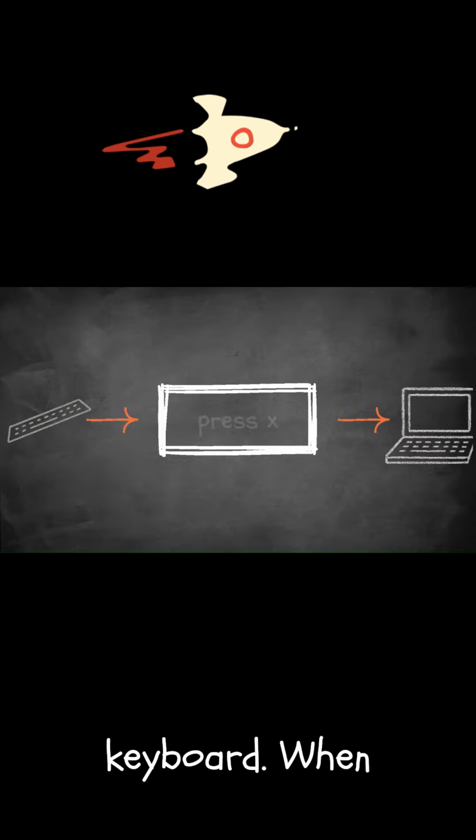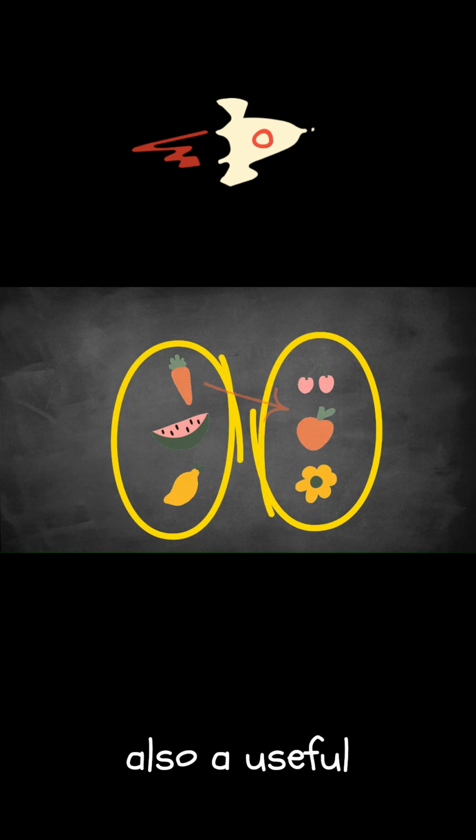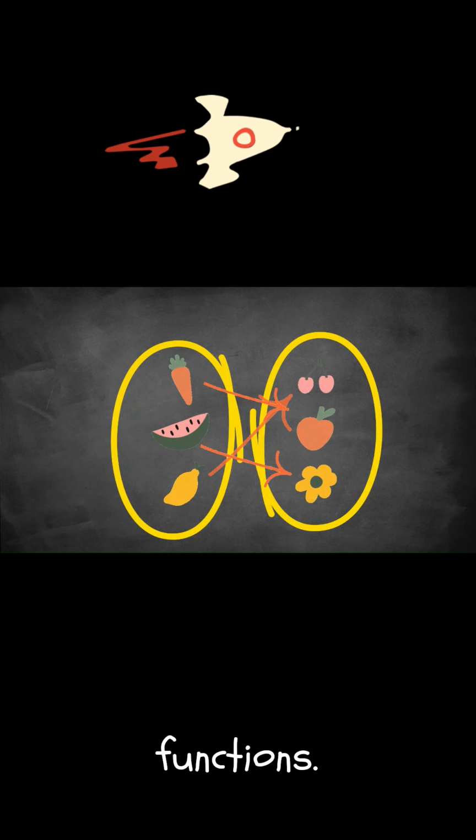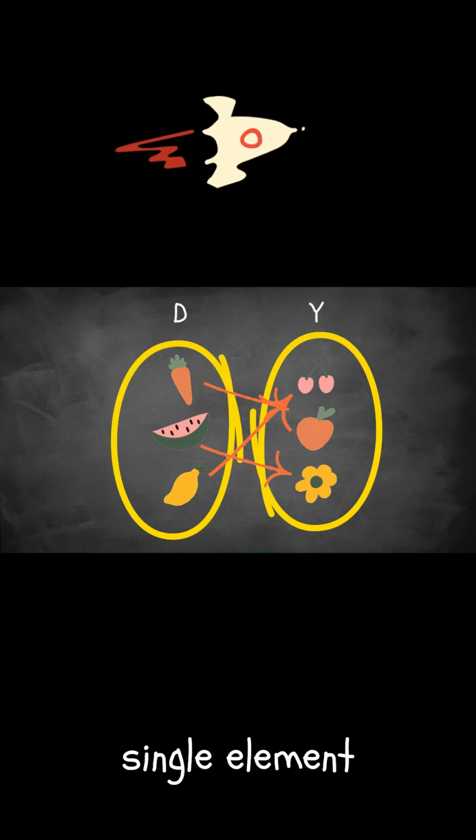Think of a keyboard. When the X button is pressed, the X is typed on the screen. An arrow diagram is also a useful tool to visualize the idea of functions. Each arrow associates an element of the domain D with a unique, single element in the set Y.